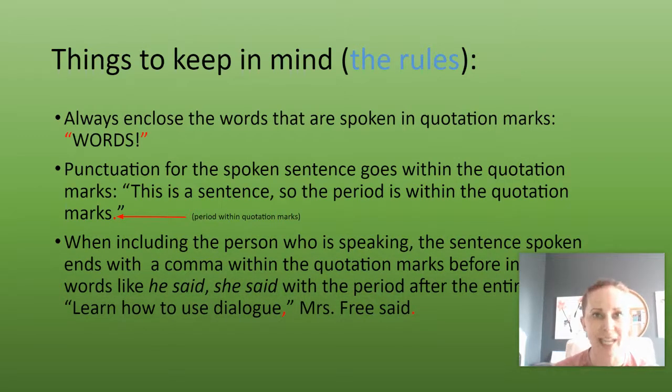When you are including a dialogue attribution, which is simply just naming the person who's speaking, so whether it's John says or she says or whatever, the spoken sentence will end with a comma inside the quotation marks, and the period will come after that attribution. So for example, "Learn how to use dialogue," Mrs. Freeze said. The comma goes inside the quotation marks after the spoken sentence, and the period goes after the said. He said, she said, whatever, after the attribution. Okay, so just keep that in mind when you're punctuating dialogue.